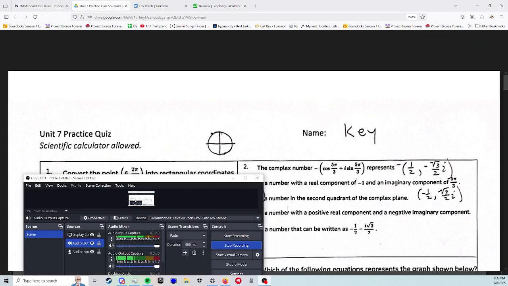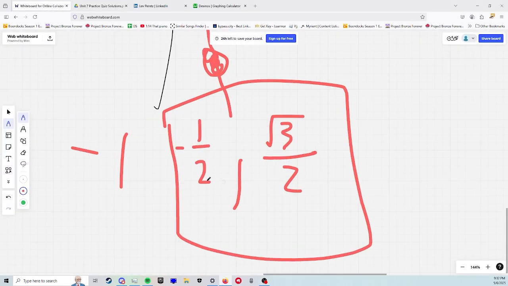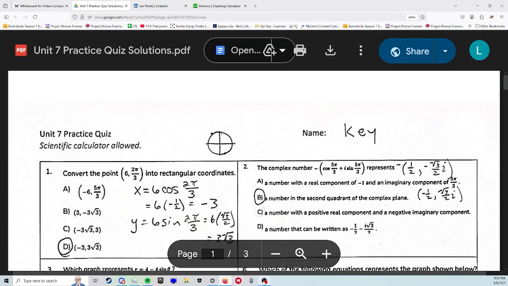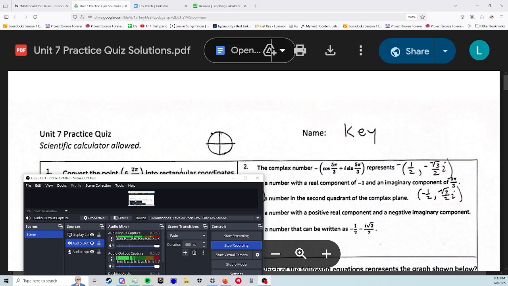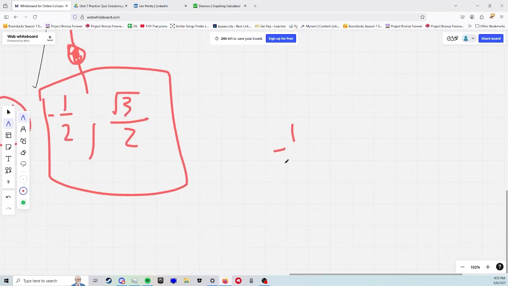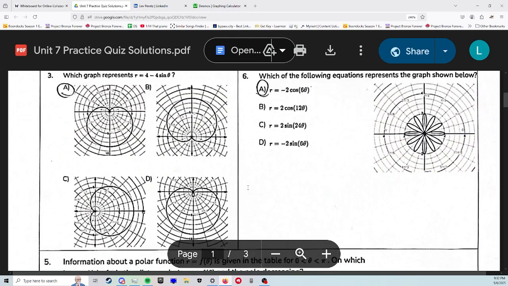A number with a positive real component and a negative imaginary component. That's wrong because again you have to multiply it by -1. A number that can be written as -1/2 negative i root 3 over 2. No, it would be -1/2 plus i times root 3 over 2, because this is negative and this is positive. Again, they're getting the signs wrong. Okay, let's move over to number 3.